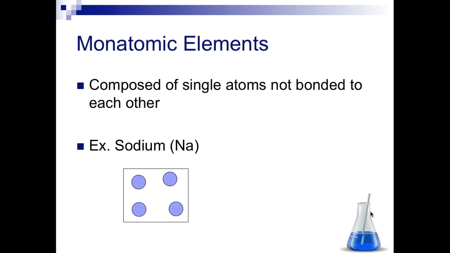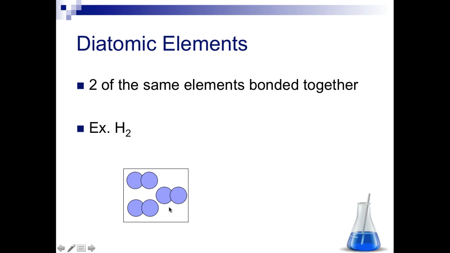If we have monatomic elements, now this is where it could get a little bit confusing, so make sure you're paying attention. And if you don't understand something, make sure you pause, rewind, and go back over. A monatomic element is composed of a single atom, but they're not bonded to each other. So for example, sodium. These little circles here are all sodium atoms that are floating around. A diatomic element is an element that is bonded together, and it has two atoms of the same element that are bonded together. So for example, hydrogen is a diatomic element. These two H atoms are bonded together.